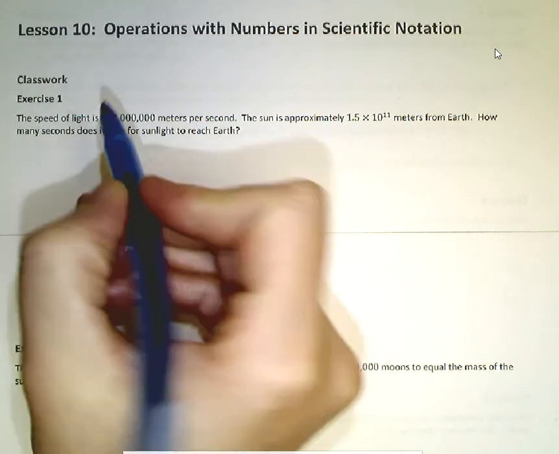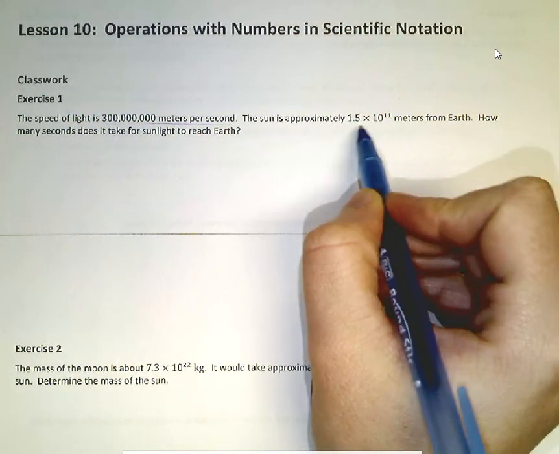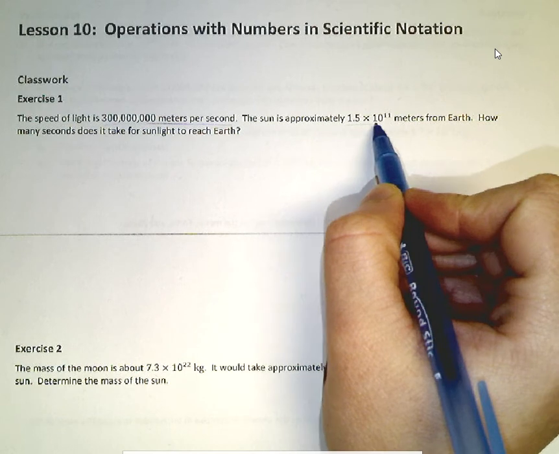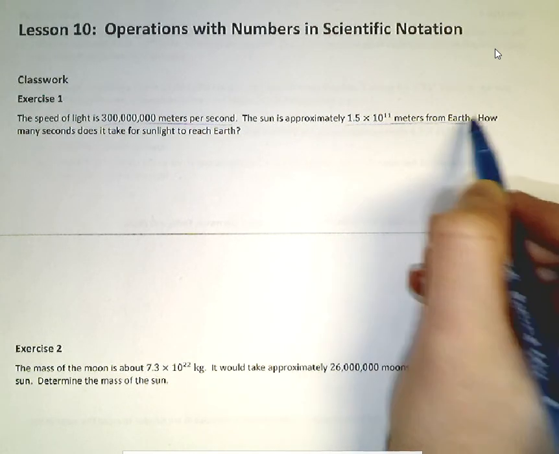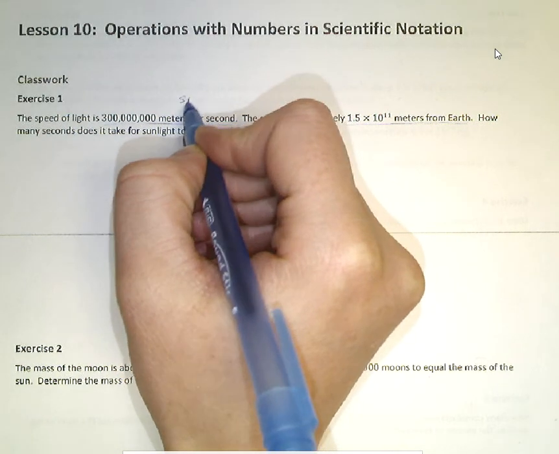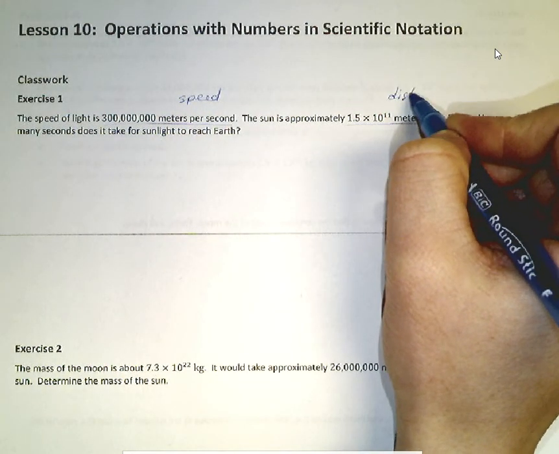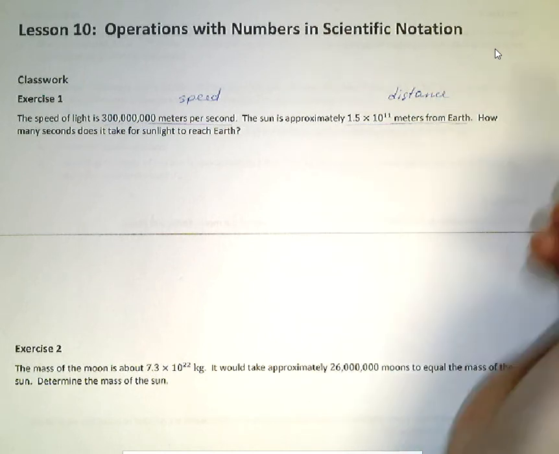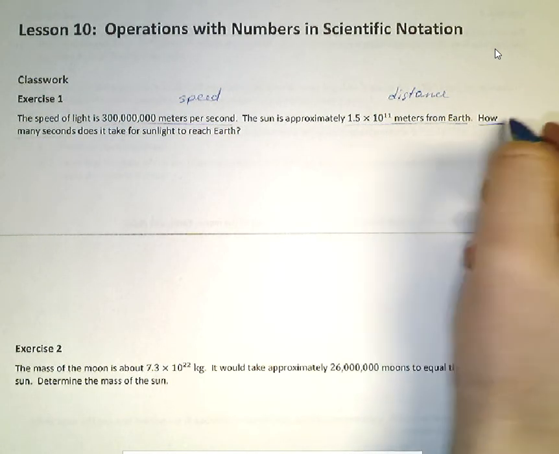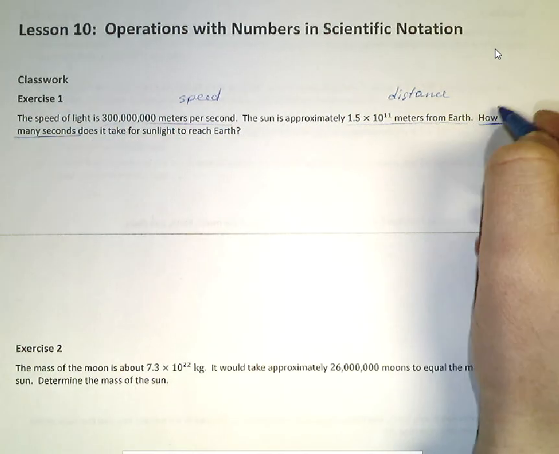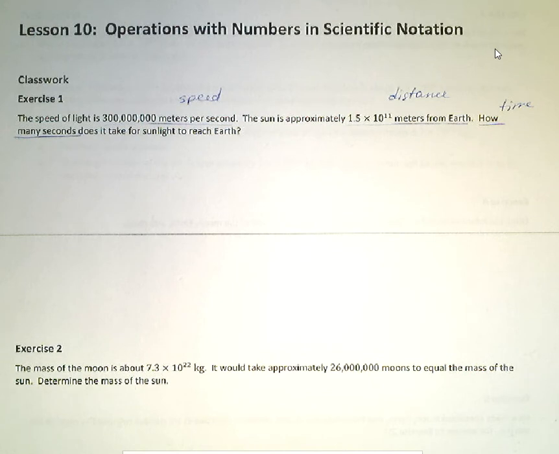So this is our speed. And this is how far the sun is from the Earth. So this is the distance. So we have the speed, we have the distance. How do I find the time? How many seconds? That is time that I'm looking for. Does it take for sunlight to reach the Earth?